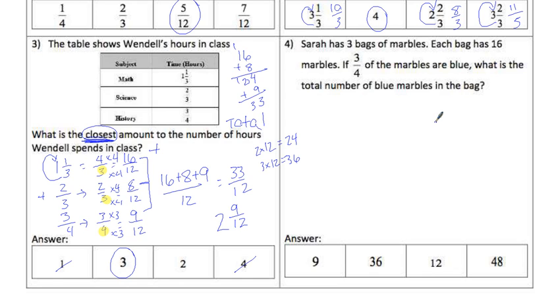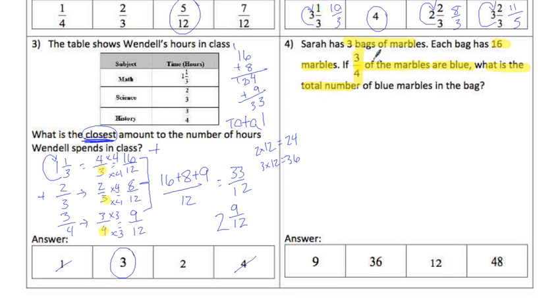Sarah has 3 bags of marbles. Each bag has 16 marbles. If 3/4 of the marbles are blue, what is the total number of marbles in the bag? So it says we have 3 bags of marbles. There are 16 marbles in each bag, and 3/4 of the marbles are blue. And it says, what is the total number of blue marbles? Now, total in this one is not a giveaway for addition. Total in this one just means all. How many are there in all?